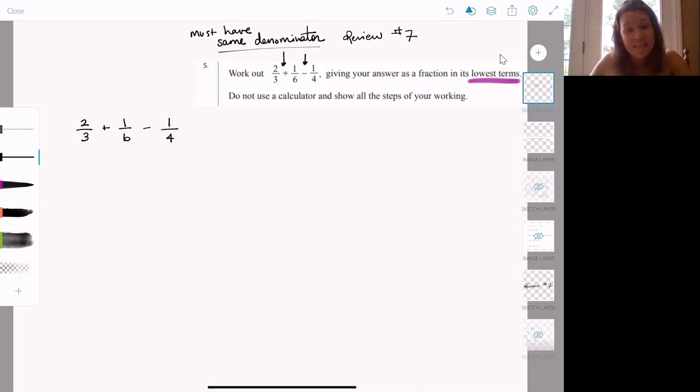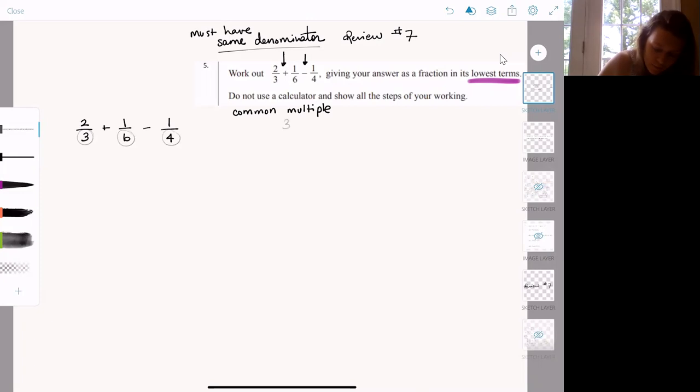So what that means is I need to find my common multiple. The easiest way to do this is to just take all three numbers and multiply them together. That is a common multiple. So when I do that, I get 6 times 4 is 24. 24 times 3 gives me 72, okay?